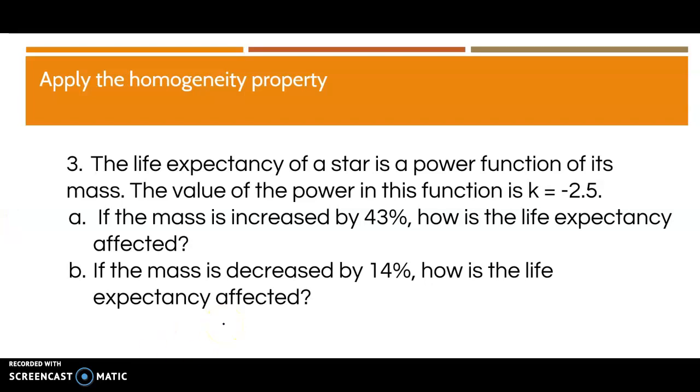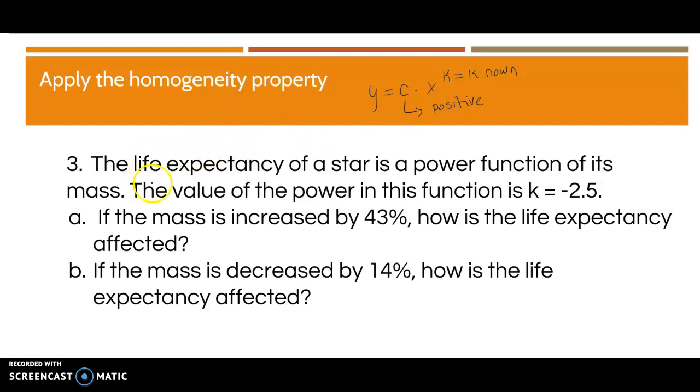Again, we're working with the homogeneity property. The homogeneity property deals with power functions. Power functions have the equation y equals c times x to the k power. K is known, so it is an actual number. It's not a variable. And c is a positive value. And again, it is a constant. It is known. X and y are variables.